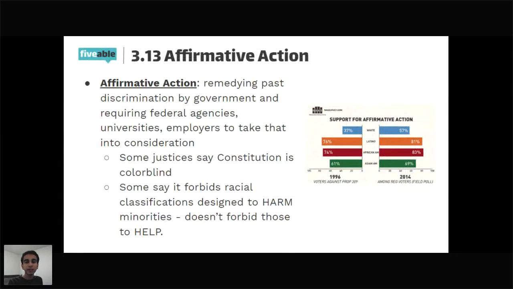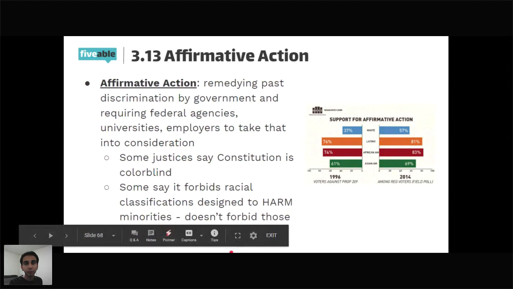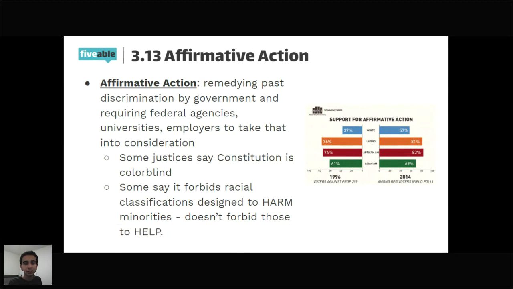Okay, so the last standard is going to be 3.13, which is affirmative action. Affirmative action is just a big word for remedying past discrimination by the government and requiring federal agencies and universities and employers to take that into consideration when they select job applicants or students for admission at their university. Some justices say that the Constitution is colorblind and doesn't reference that.